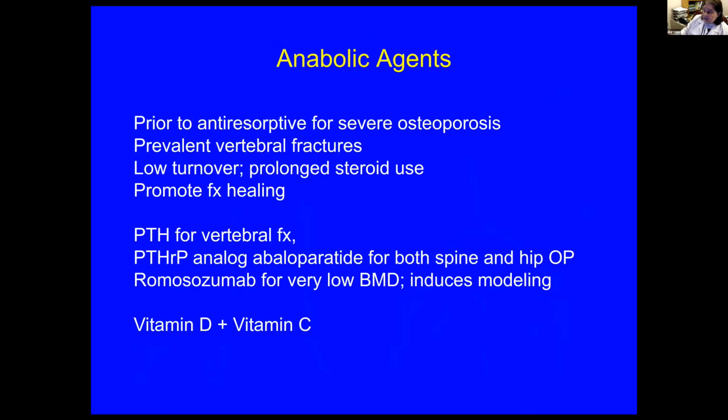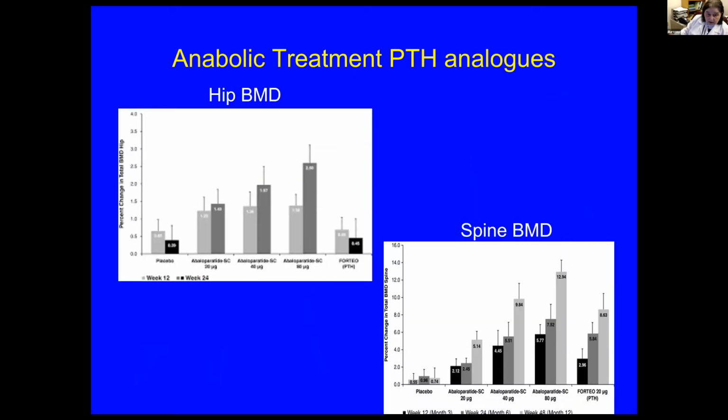Bone anabolic treatment can be with PTH analogs. The PTH analog itself, called Forteo, is only working on the spine, so it's best for patients who have vertebral fracture. The PTHrP analog Tymlos is restoring both the spine and the hip, and you give romosozumab or Evenity for people who have very low bone density and you are in a hurry to restore them. And this just shows you that the PTH analog Forteo is not working on the hip, but it's working on the spine.